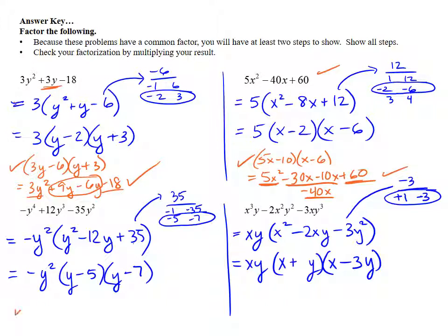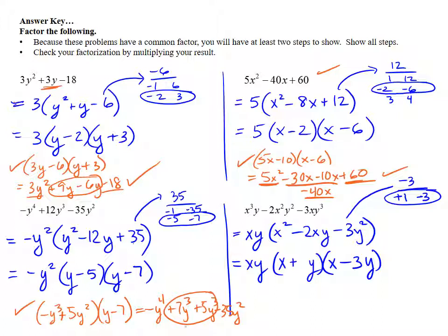So that checks. Third example, checking this, distribute the negative y squared into the first binomial, negative y cubed minus, actually positive, two negatives make a positive, 5y squared, times y minus 7. Multiply that out by FOILing. Negative y to the fourth outside would be positive 7y cubed. Inside would be positive 5y cubed, and the last term would be negative 35y squared. These two middle terms are going to add up to a positive 12y cubed. That matches exactly what I started with, so that checks.